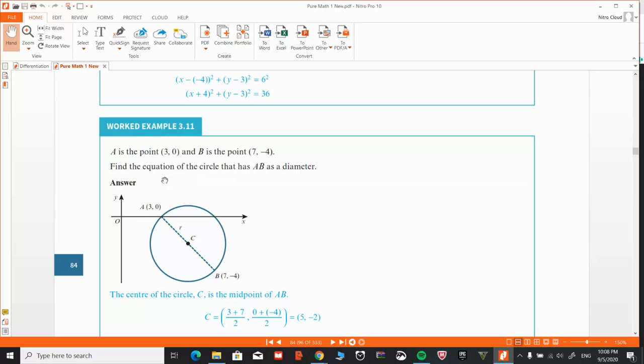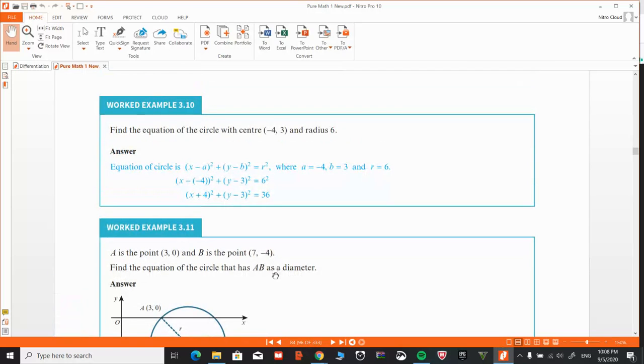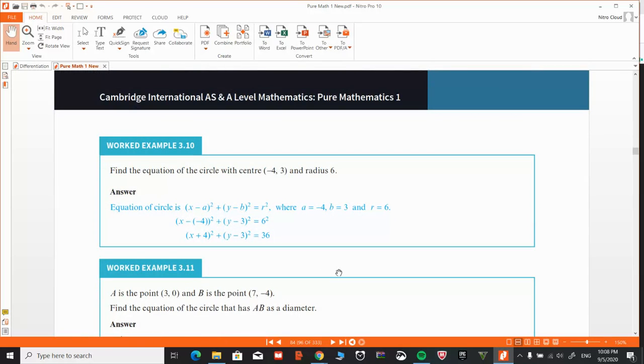Now some other examples, slightly more complicated. If I tell you that A is this point, B is this point, find the equation of the circle where AB is the diameter. If I give you the two coordinates, meaning the two ends of the diameter, you can find two pieces of information very easily. Number one, the radius. Radius is half the length of the diameter. So if you put the two ends of the diameter in the coordinate geometry length formula, you get the length of the diameter. Halve it, and you get the length of the radius.